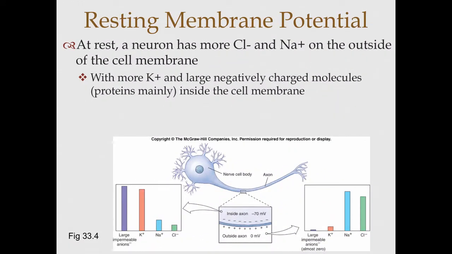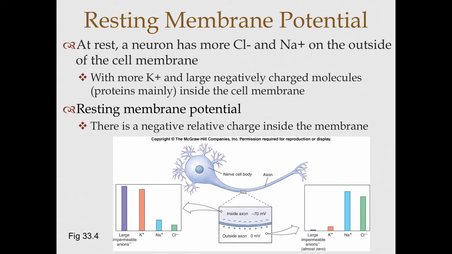Well, to understand how this electrochemical signal is transferred along the axon, we have to understand the difference between a nerve action potential and its resting membrane potential. When a neuron is not signaling anything, it's said to be at resting potential. So at rest, a neuron has more chlorine and sodium on the outside of the cell membrane, but on the inside we have a larger concentration of large impermeable, negatively charged anions and potassium, K+. So at its resting membrane potential, there's a slight relative negative charge on the inside of the membrane, as seen in this middle figure.